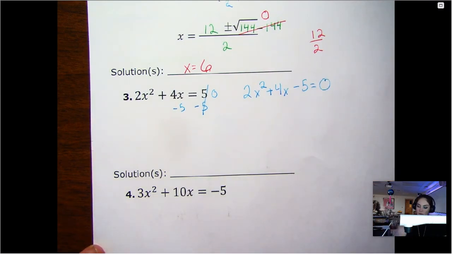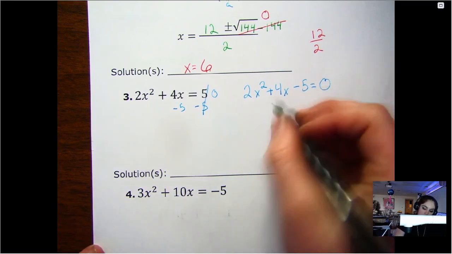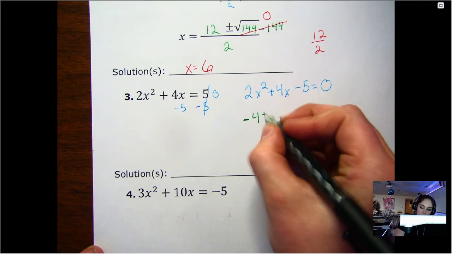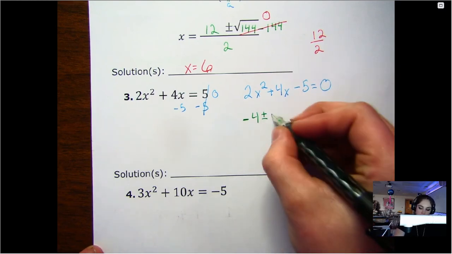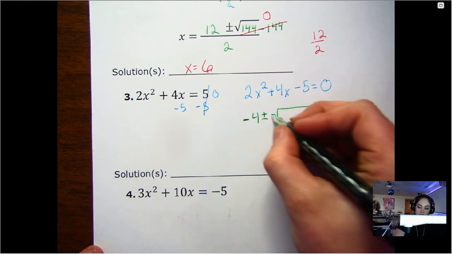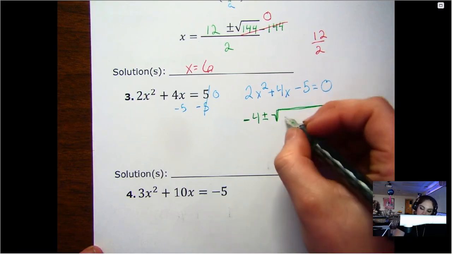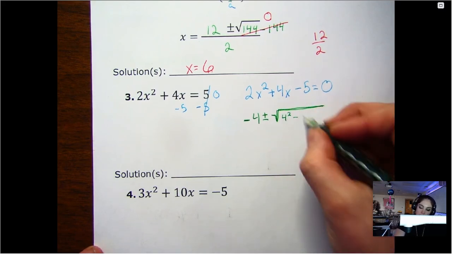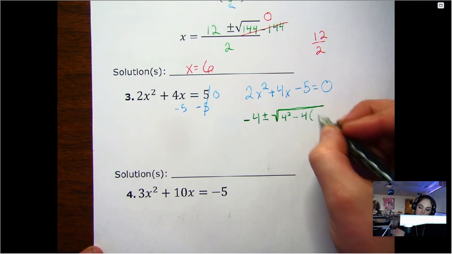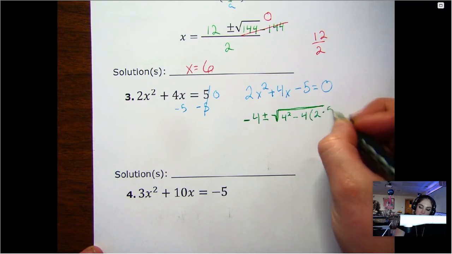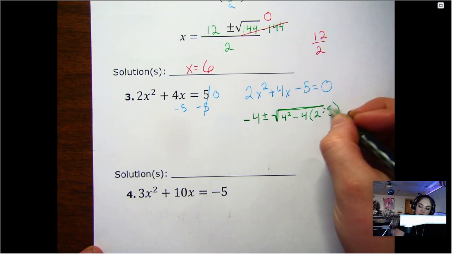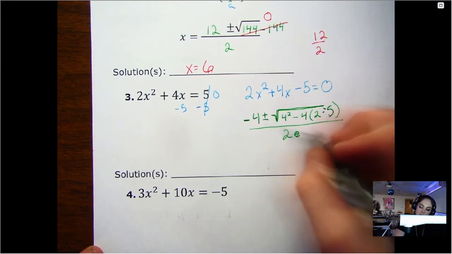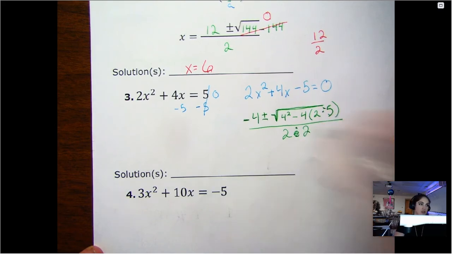All right, so we're going to write out our equation. So negative b, so negative 4 plus or minus the square root. Remember, you have this formula on the other side of your paper. 4 squared minus 4 times a times c. That's a negative 5 right there. And all of that's going to be over 2 times a, which is 2. So 2 times 2.